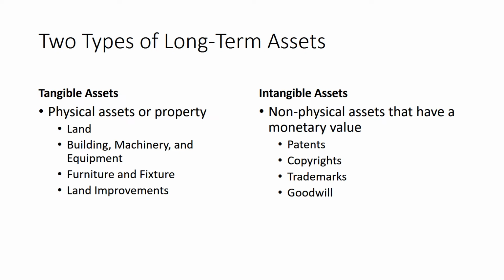Intangible assets are assets that you can't touch, so these are non-physical assets that are still important and grant you certain rights. Examples include patents, copyrights, trademarks, and goodwill. In this chapter, what we're trying to do is figure out how do we account for these types of long-term assets.